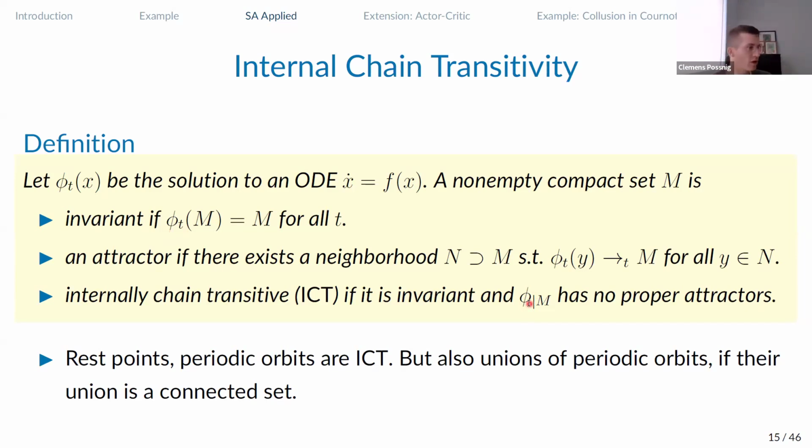And what this means for us is the following. First of all, rest points and periodic orbits of the ODE, those are all ICT sets. So those would all be candidates for what the algorithms could learn if they're playing based on that ODE. But the thing is a bit larger than that as well. So if you have, for example, multiple periodic orbits that touch each other non-trivially on a longer subset of the space, then the union of those periodic orbits would also be an ICT set, because there's no proper attractor for that either. So you might get into trouble if you only think about singular specific orbits or something like that.